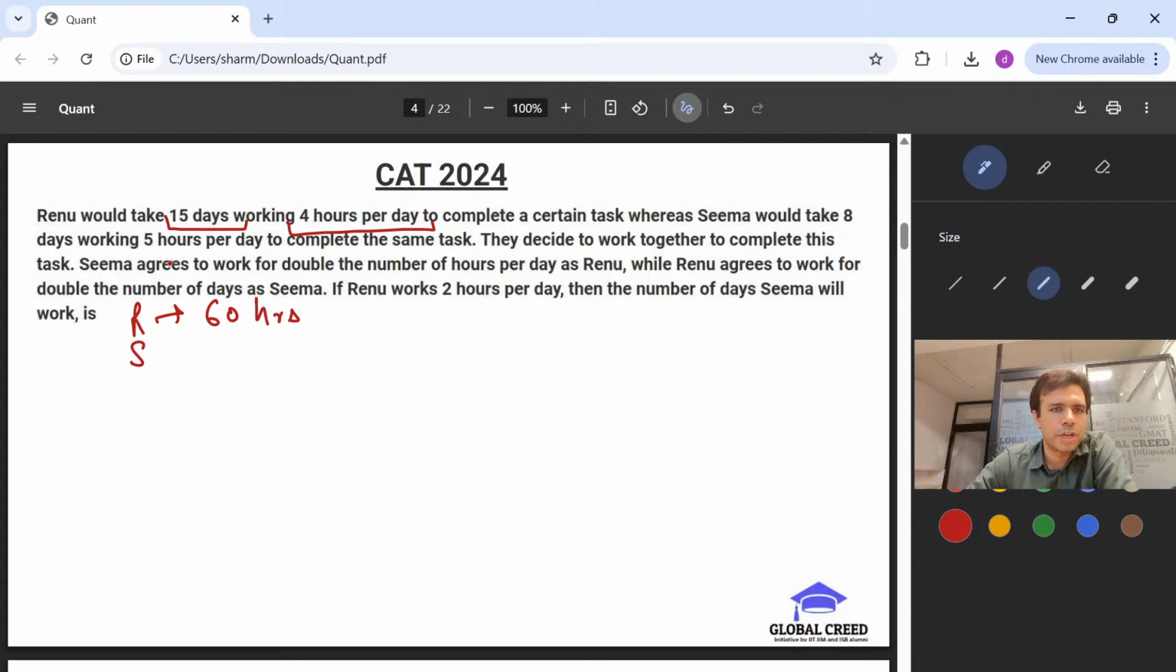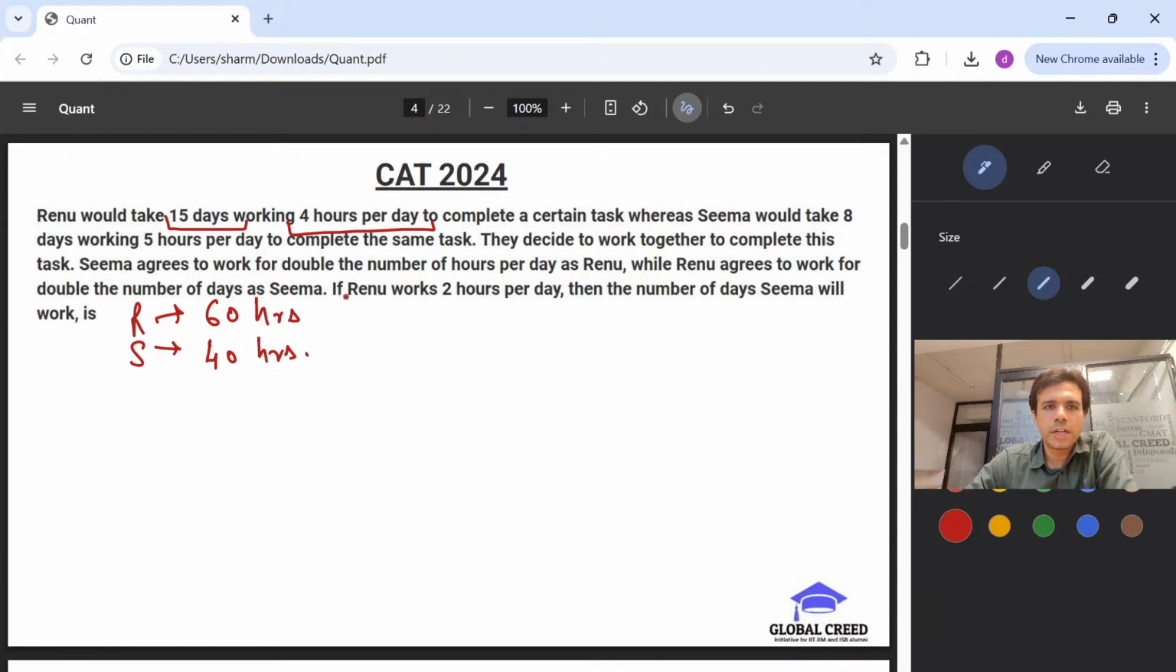Let's talk about this. Renu takes 15 days 4 hours, that means 60 hours. If I talk about Seema, Seema would take 8 days working 5 hours a day. So that says Seema takes 40 hours to complete the task. They decide to work together to complete the task. What did they do? They decide to work together. So they planned that we will work together and complete this task.